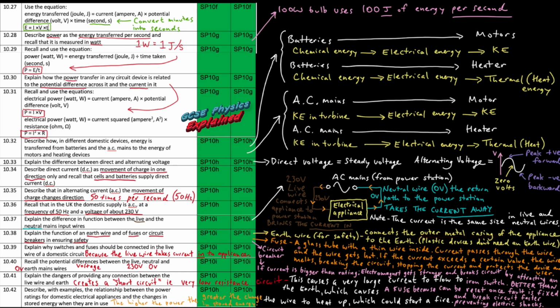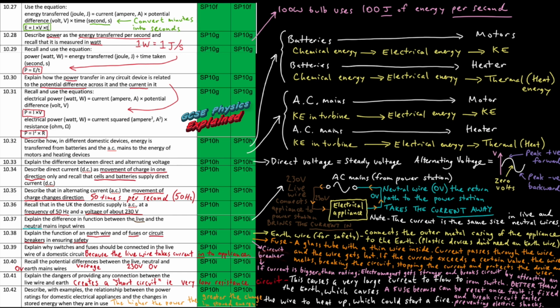A fuse is basically a glass tube with a thin wire inside. Now, it'll have a certain rating, so current passes through the wire and the wire gets hot, that thin wire. If the current exceeds a certain value, the wire melts, breaks the circuit, it stops the current, and it protects the device and the user. Now, I've seen 'how does a fuse work' as a question that's worth 6 marks a few times. So make sure you understand how it works.